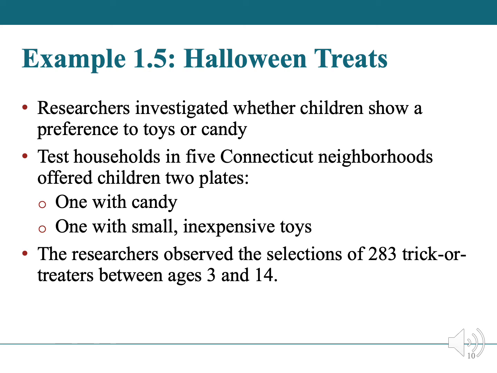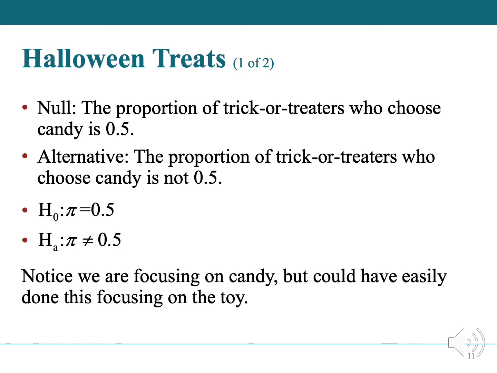Okay, so we look at this and we know the null hypothesis here is 0.5. And the null hypothesis is 0.5 because we don't know. We haven't hypothesized whether they would choose candy or toys. And all things being equal, 0.5 would be the best initial guess that you would make because you wouldn't have any basis for hypothesizing anything different than 0.5. So the alternative is that it's not 0.5.